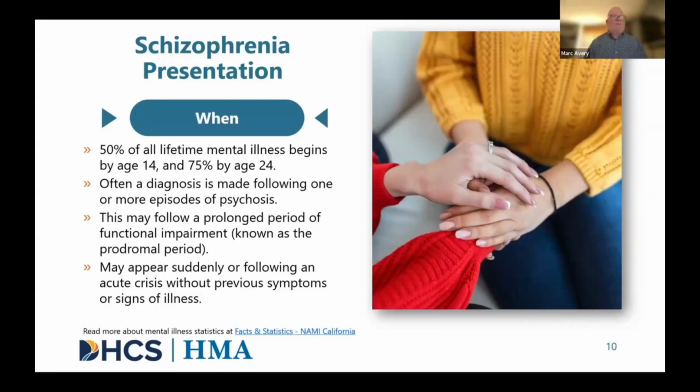follow a prolonged period of nonspecific functional impairments, and this is known as a prodromal period. In other persons, someone may eventually be diagnosed with schizophrenia following what was thought to be another condition, such as bipolar disorder, depression, or something else.